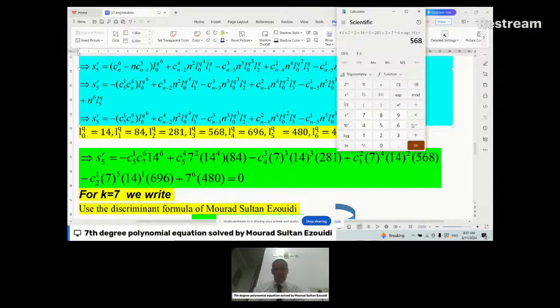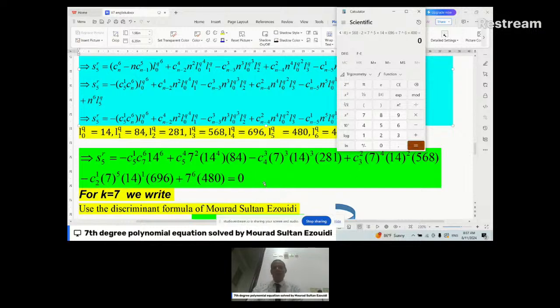So I will make now minus 2 times 7 raised to the power 5 times 14 times 696. Okay, plus 7 raised to the power 6 times 480. So this one, learners, has to be equal to 0.